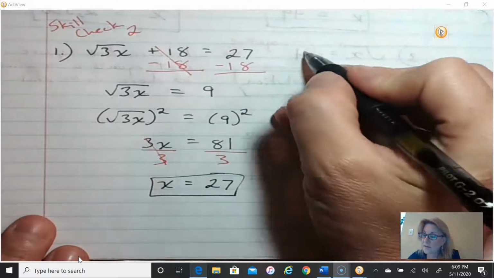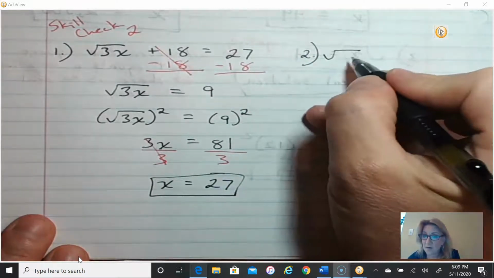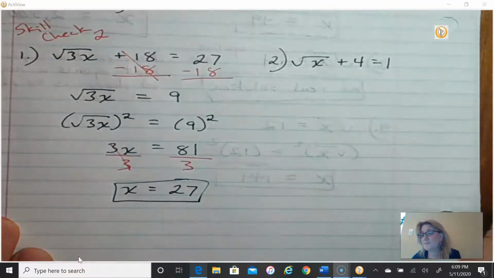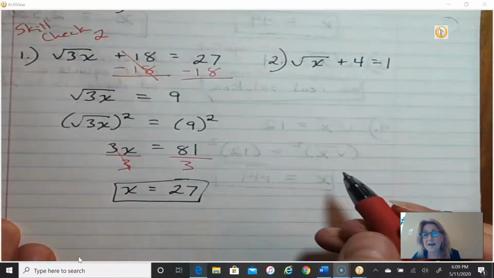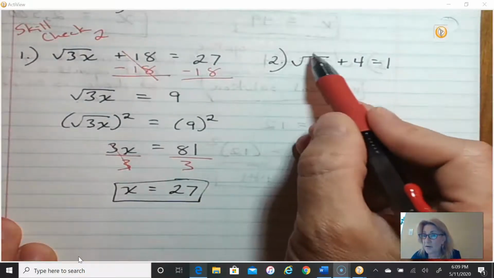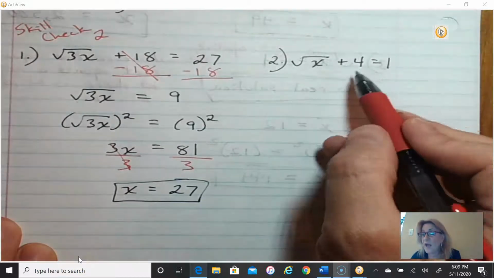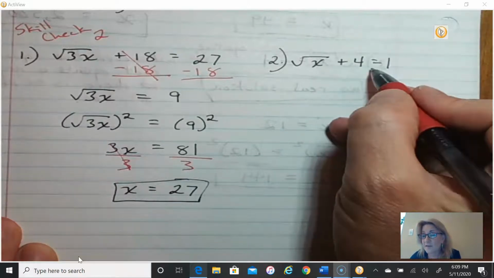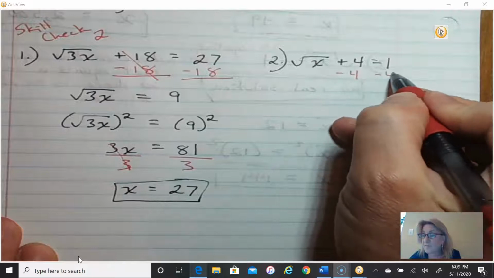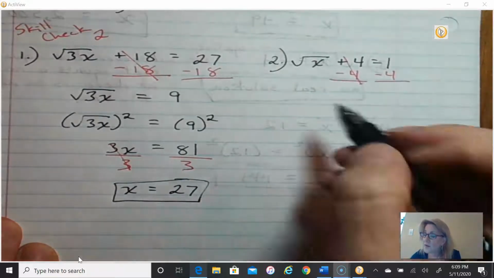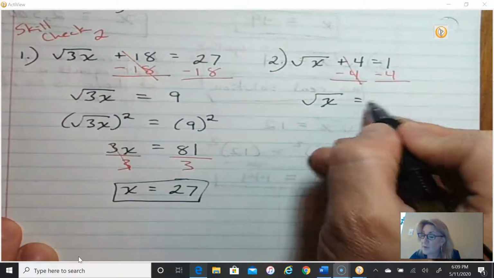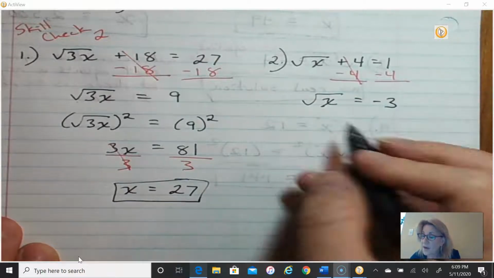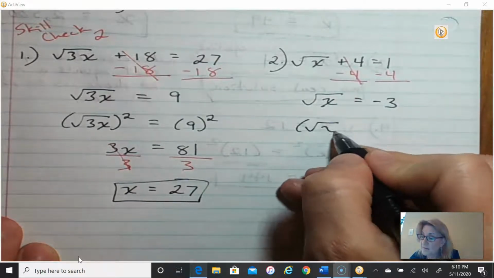Okay? Let's look at 2. 2 is the square root of x plus 4 equals 1. Step 1 is to isolate the radical. Here's your radical. We need to get it all by itself, and we need to get rid of this 4. It's plus 4, so to move it to the other side of the equal sign, we do the opposite. And so I'm left with the square root of x equals, you subtract, so that would be -3.